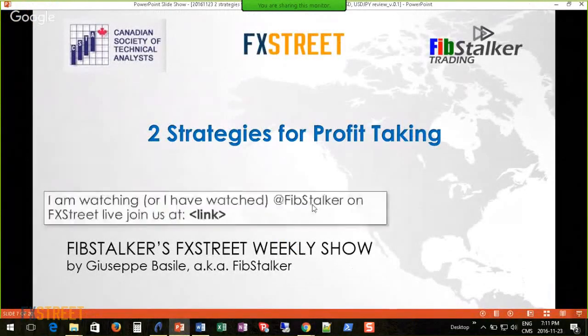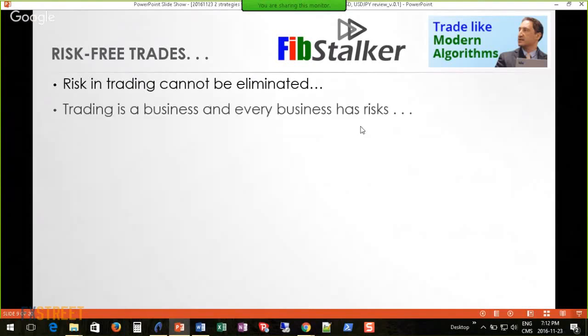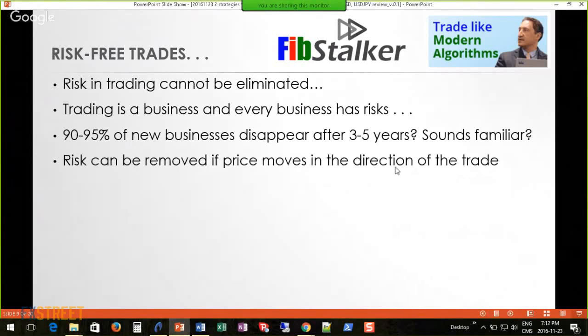So when we look at these 2 strategies, to introduce the first strategy, I need to talk a little bit about risk-free trades. When I speak about risk-free, it doesn't mean that we can remove risk from trading. Okay, that's impossible. However, although trading risk cannot be eliminated, and we have to consider trading as a business, risk can be removed if price behaves in a certain way.